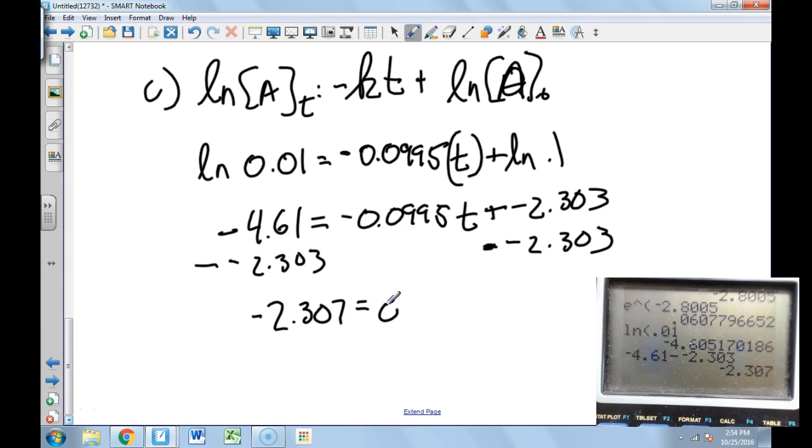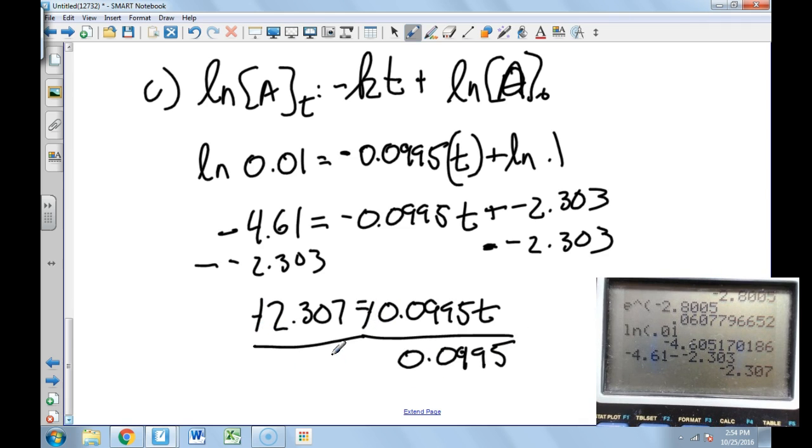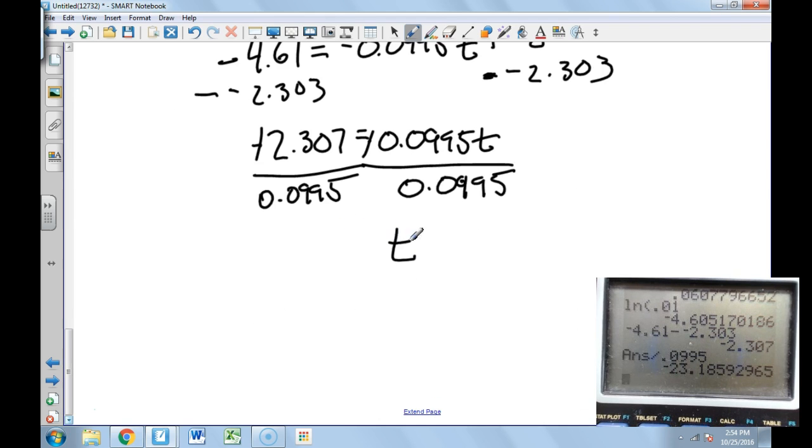Equals negative 0.0995 t, and now we divide both sides by 0.0995. The negatives cancel, so we get t equals somewhere right around 23.2 minutes.